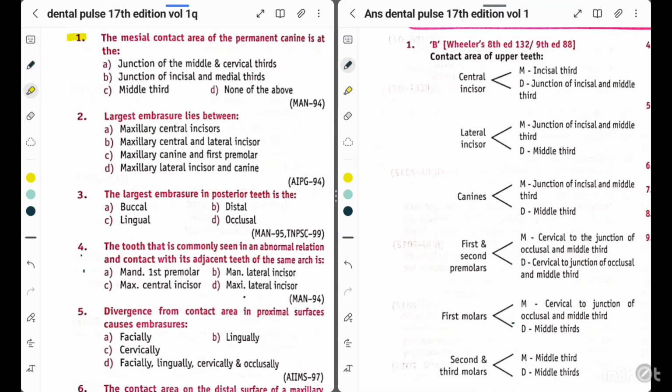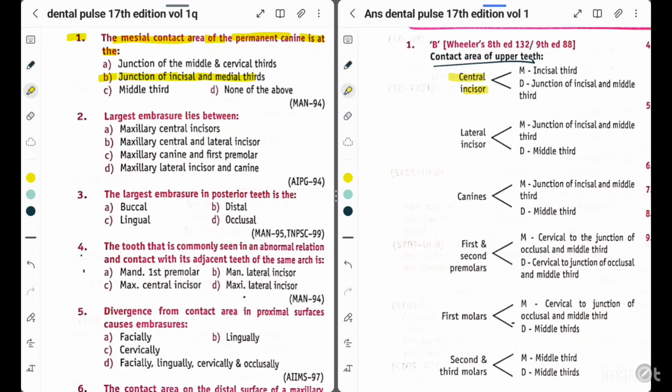Question 1. The mesial contact area of the permanent canine is at the, so its answer is option B, junction of incisal and middle thirds. Let's see its explanation. Contact area of upper teeth.